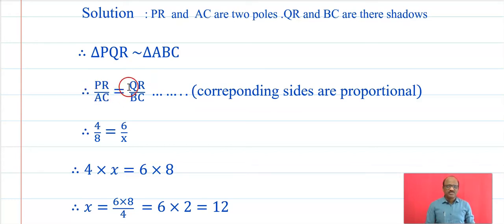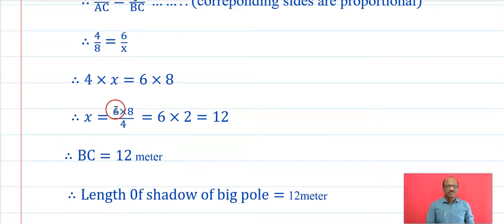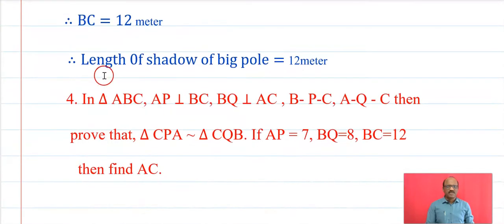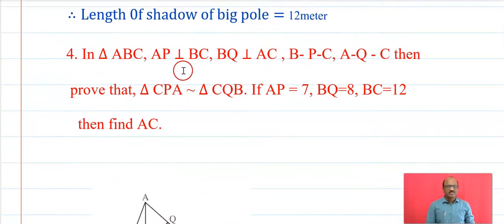Therefore, PR upon AC is equal to QR upon BC. 4 upon 8 is equal to 6 upon X. Make the cross multiplication: 4 into X is equal to 6 into 8. Therefore, X is equal to 6 into 8 upon 4, which is equal to 6 into 2, which is equal to 12. Hence the length of the shadow of the big pole is 12 meters. Next, in triangle ABC, what's happening?